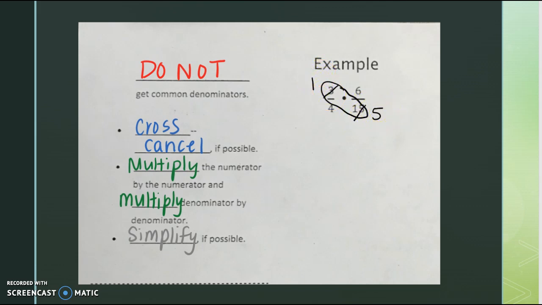Then I'm going to look at my other set of diagonals, 6 and 4. They also have a common factor. Here, the common factor of 6 and 4 is 2. So we're going to divide 6 by 2. So 6 divided by 2 gives me 3. 4 divided by 2 gives me 2. I've done my cross canceling. There's actually no other cross canceling I can do here. So now I multiply across. Numerator times numerator, which gives me 3. Denominator times denominator, which is 10. So my answer is 3/10.